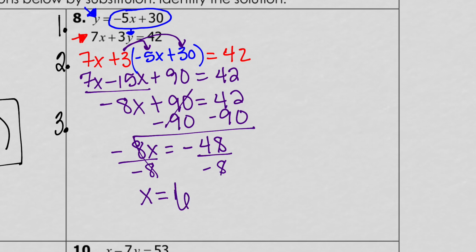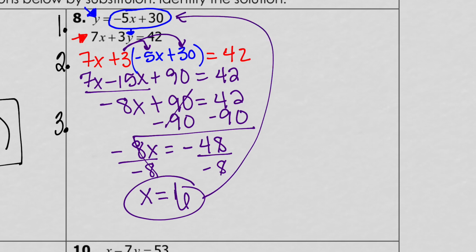So we're going to take our x equals 6, and we're going to plug it into one of our equations. I think the best one to plug it into is going to be the top one, because it is already solved for the y, so I don't have to move anything around. I just have to plug in the number. So I'm going to plug it into this blue equation right here.